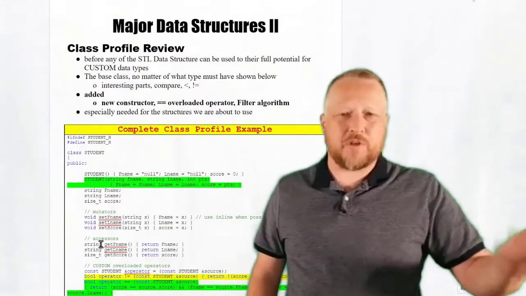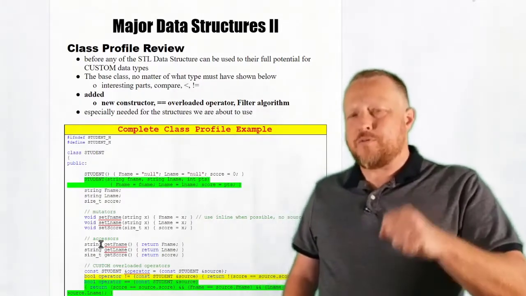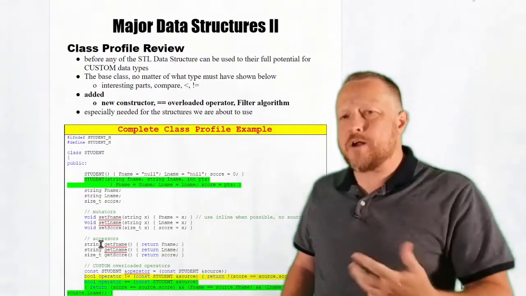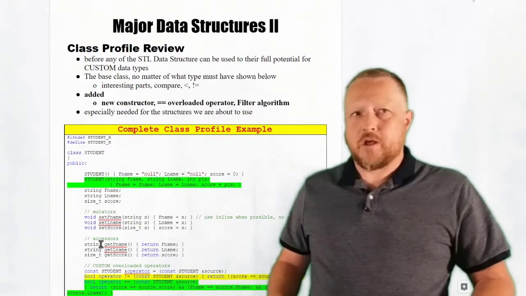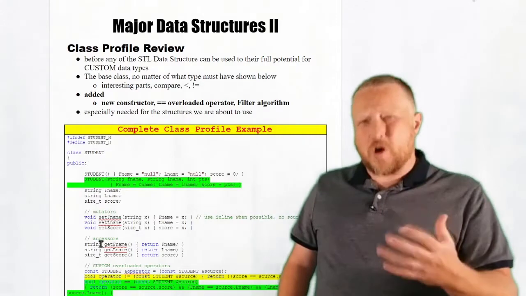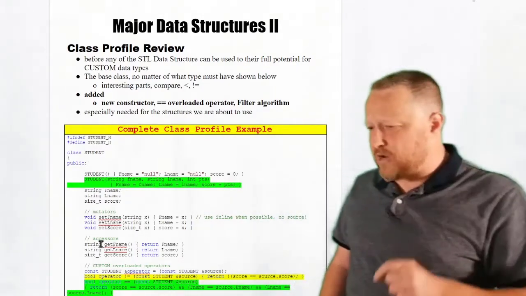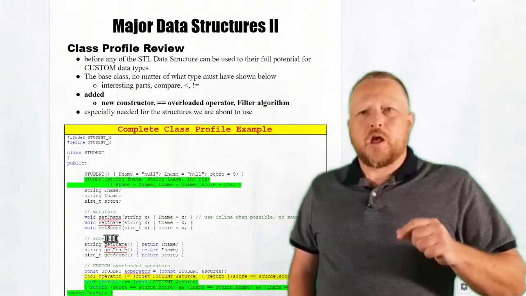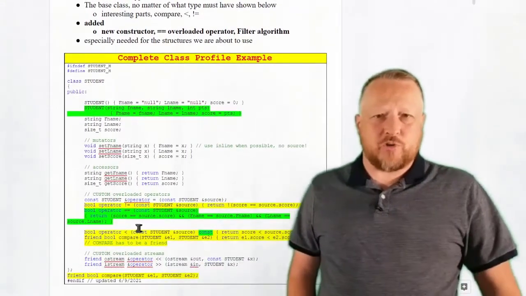Very simple stuff that we did with creating classes at first, but now we have to worry about how we are going to sort these things. How are we going to arrange them? Are we going to arrange them? That's what we had to worry about, and we were introduced to that in the previous section with Major Data Structures 1.